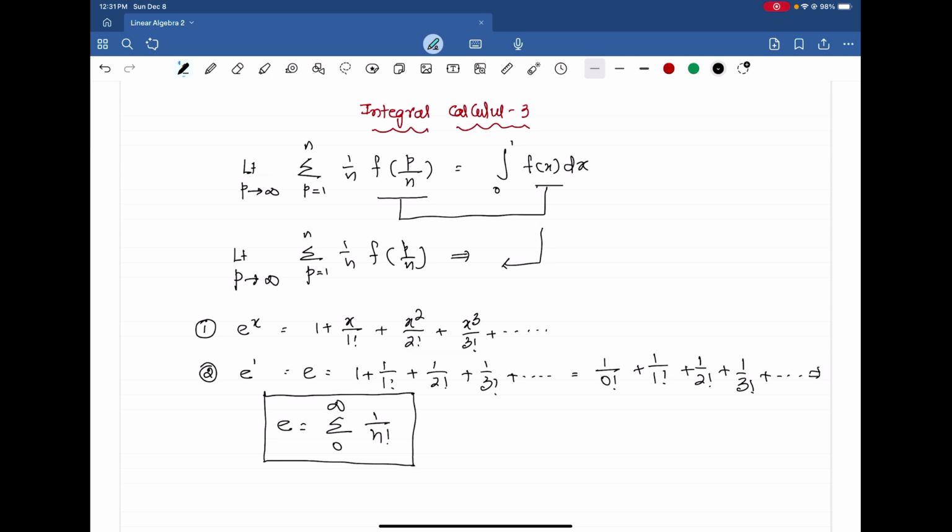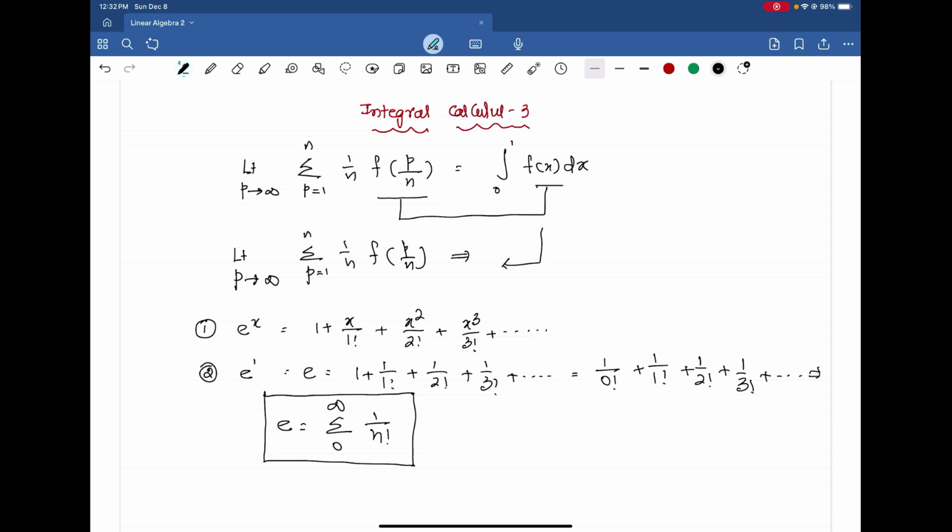By seeing the sigma symbol, don't get confused. Sigma is nothing but a sum, ranging from the lower value to the upper value. Starting from 0 to infinity. e is equal to sum from 0 to infinity of 1 by factorial n. This is the value of e.